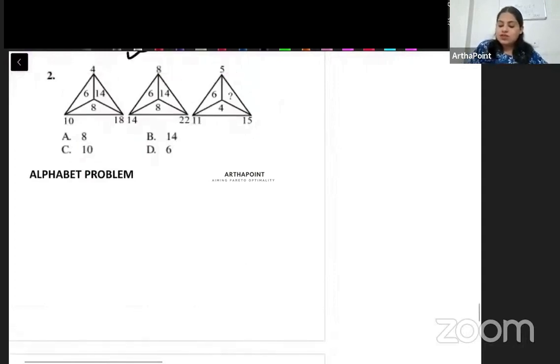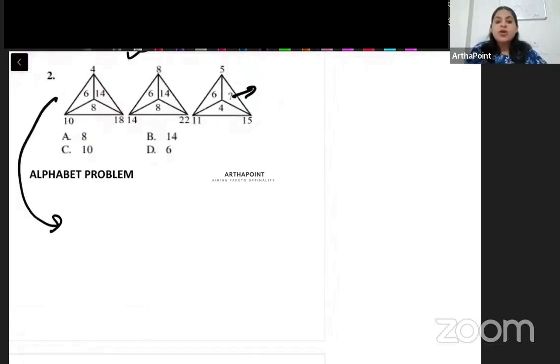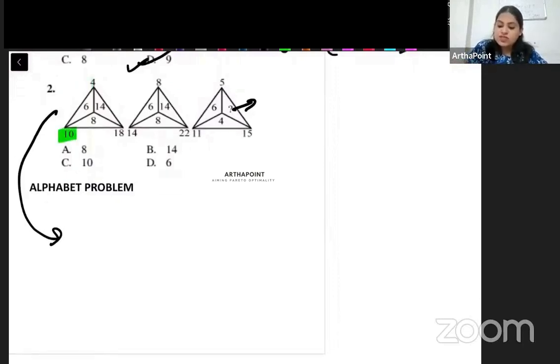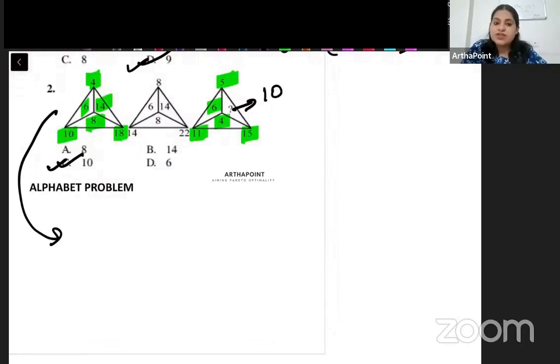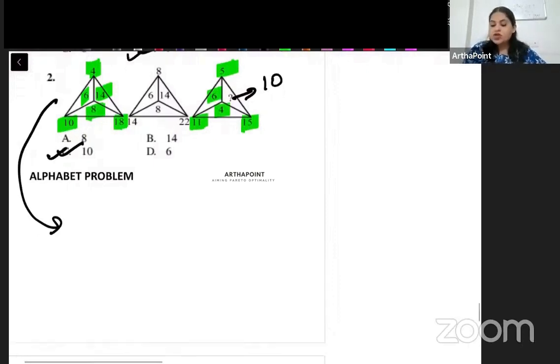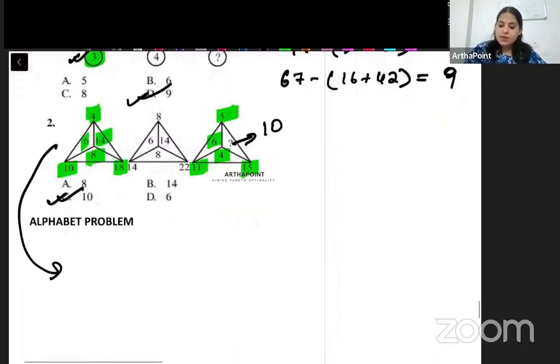If you look, you have to fill in this blank. If you look at this triangle, you will see that the number inside each triangle is the difference of the numbers at its base. So look, 10 minus 4 gives 6, 18 minus 4 gives 14, and 18 minus 10 gives 8. According to that, here what will be? 15 minus 11 is 4, 11 minus 5 is 6, and 15 minus 5 is 10. So answer to this question should be 10. This is how you will fill in the blank. So this kind of question can also come in the exam. Better look at the next one.